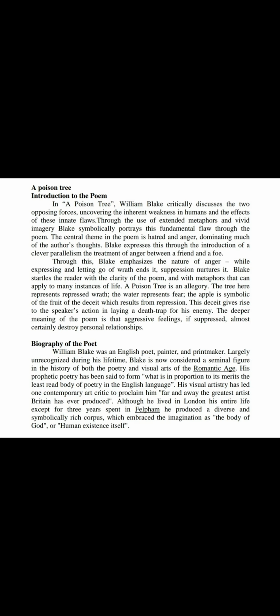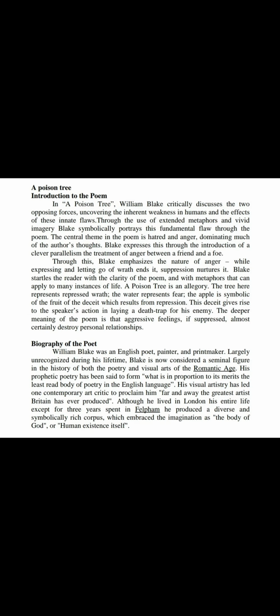So, A Poison Tree. We'll start from the introduction to the poem. In A Poison Tree, William Blake, who is the author, critically discusses the two opposing forces, uncovering the inherent weakness in humans and the effects of these innate flaws. Through the use of extended metaphors and vivid imagery, Blake symbolically portrays this fundamental flaw through the poem.